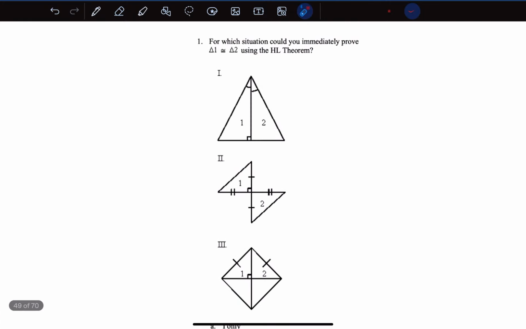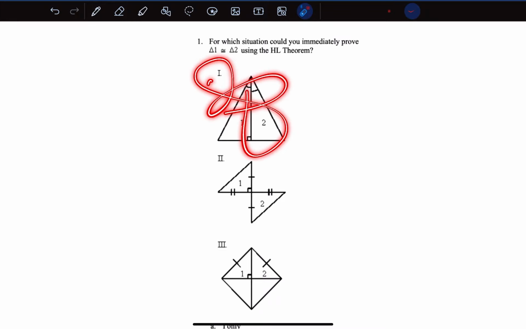So for which situation could you immediately prove that triangle 1 is congruent to triangle 2 using HL? So I need the hypotenuse and the leg, right? So if we look at number 1, all that's labeled is the right angle and these angles. Now you could say that there is a congruent leg here, but I'm not given anything about these sides. So this one, no, I don't like this. There's not enough information. No bueno.